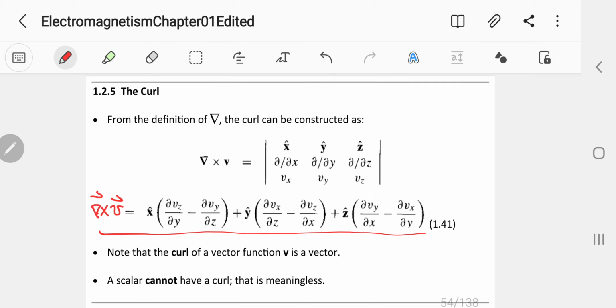We have to note again that the curl of a vector function is a vector, and of course a scalar cannot have a curl, and it does not exist, because a scalar doesn't have direction.